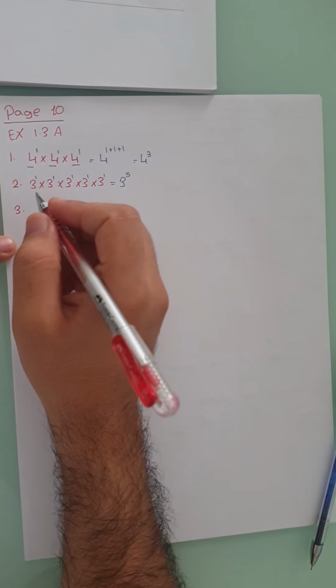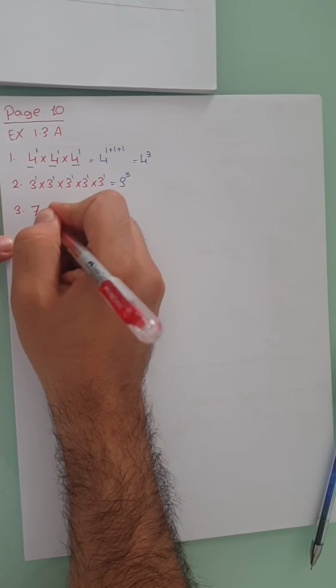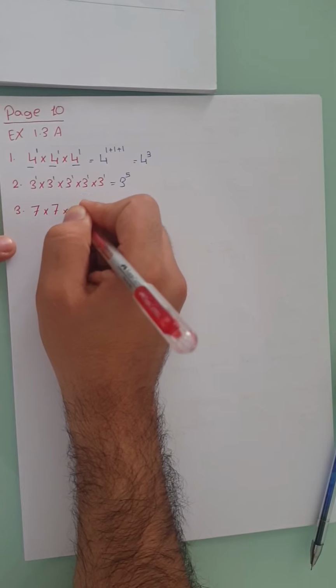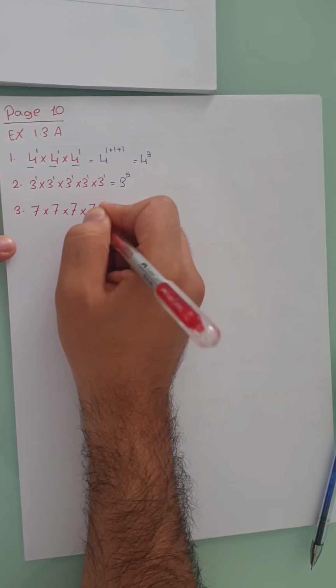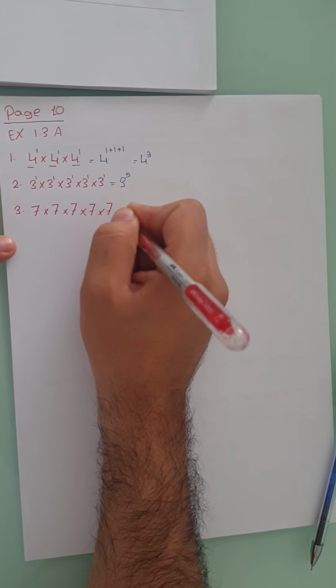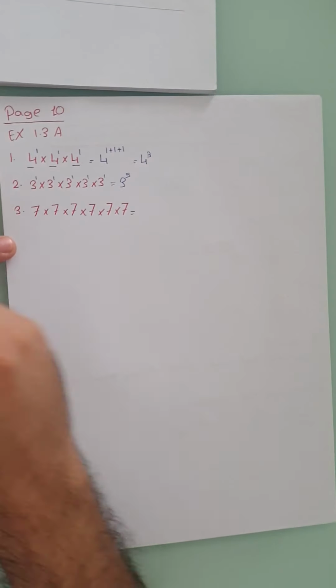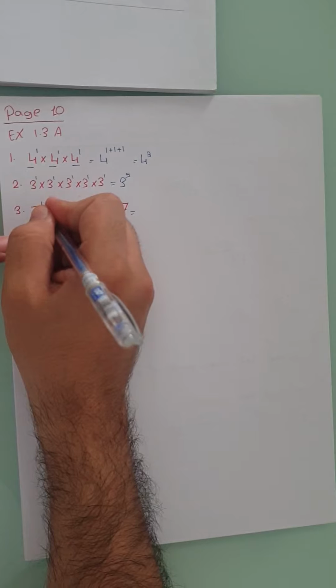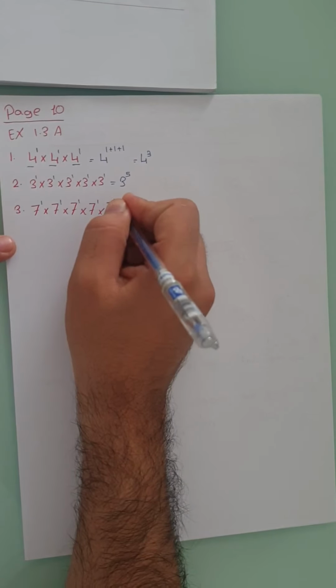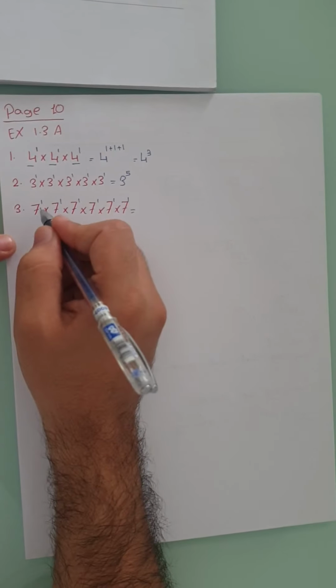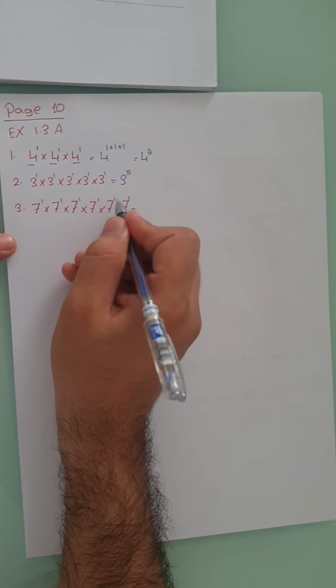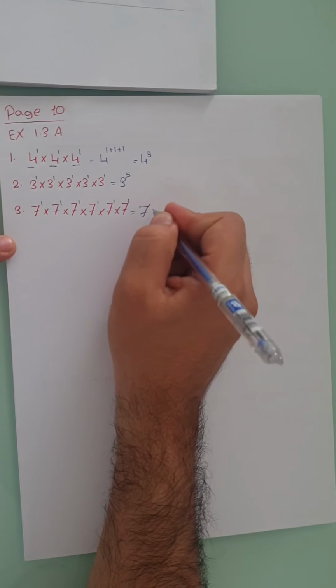All right, question number 3. We have 7 times 7 times 7 times 7 times 7 times 7. Okay, what is the answer here? I didn't mention the powers. You know this is to the power 1, to the power 1, to all of them. So how many ones do I have here? 1, 2, 3, 4, 5, 6. So it's going to be 7 to the power of 6.